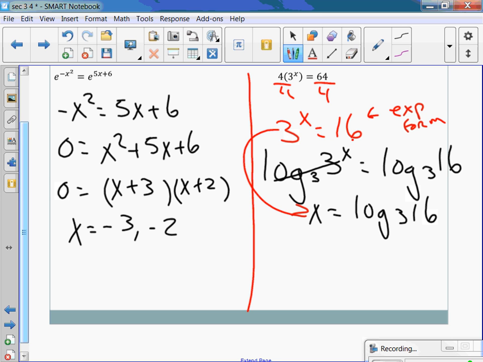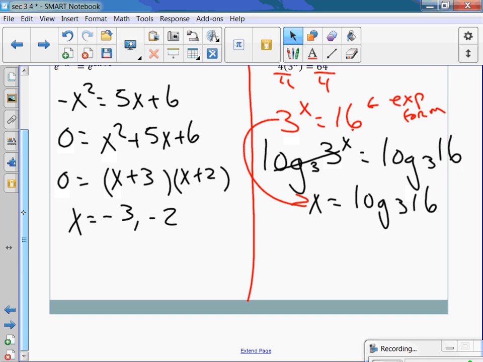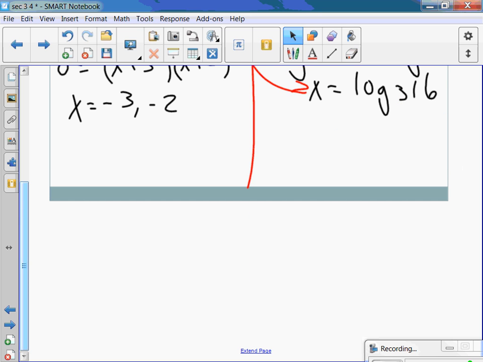Are we done? Because it said in 3 decimal places, right? So here we're going to plug in, 2 point what? 524. 524. Anybody get something different?